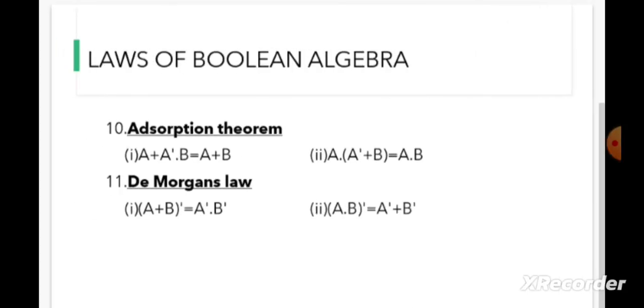And then the last law is De Morgan's law. It states that a plus b whole dash equals a dash dot b dash. Now when we change to the second form, we get that a dot b whole dash equals a dash plus b dash.